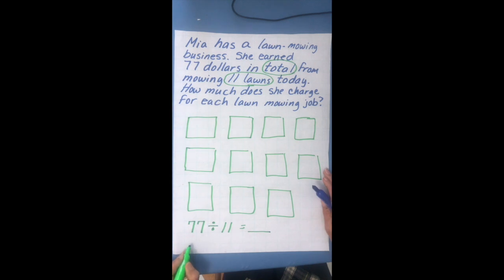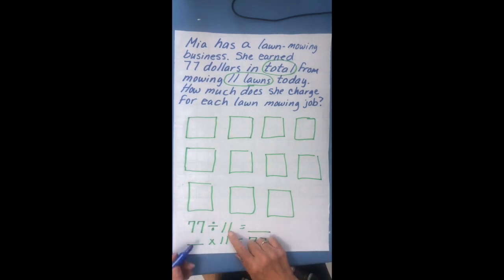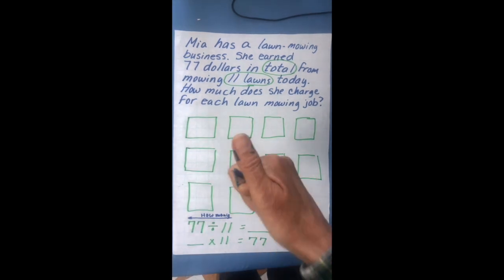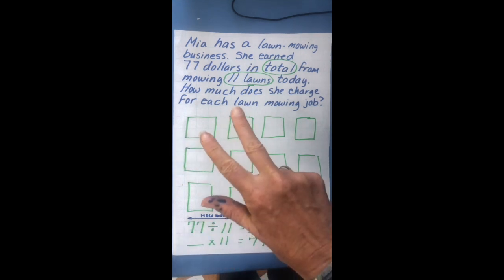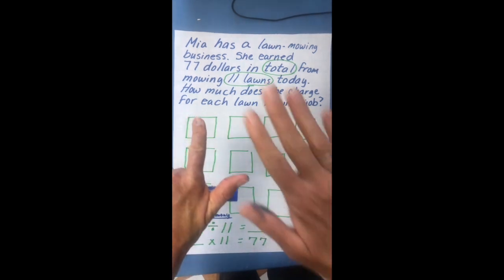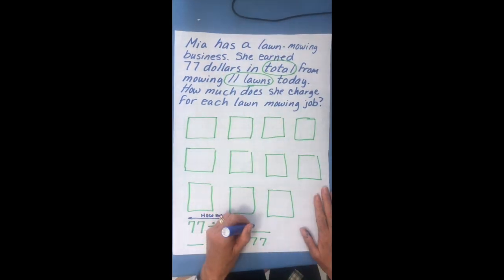Or you could do it in multiplication. What number times 11 equals 77? Okay. So I know my 11s. I'm going to do my division and I'm going to ask, how many 11s are in 77? Well, I know my 11s. It's 11, 22, 33, 44, 55, 66, 77. So that looks like 7. So I think that's a 7.